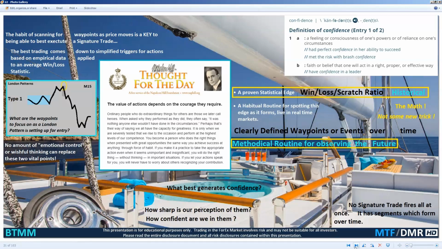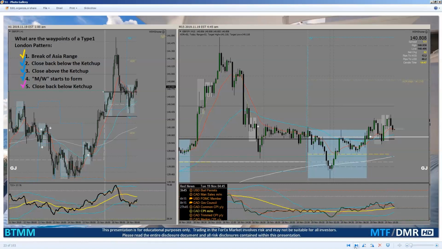Okay. So in order to have a methodical routine of observing the future, you need to have this type of thing super down pat. So if I'm trading a London pattern type 1: break of Asia range, close above the 13 EMA, close below the 13 EMA, close above the 13 EMA, close back below the 13 EMA, enter. Right? Simple as that. A habitual routine for spotting this edge as it forms live in real time. It's not a trick. So here they are from last week, right? Break of Asia range, close back below the catch-up, close above the catch-up, MW starts to form, close back below the catch-up. So you get what I'm saying? Break, above, below, enter. Okay, super simple.